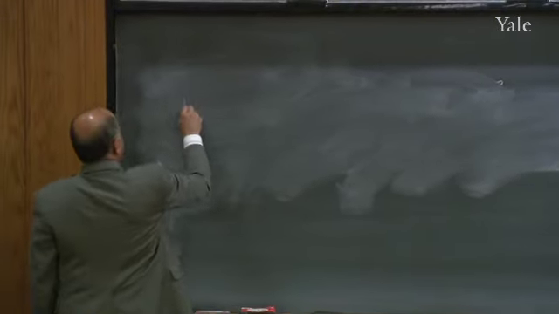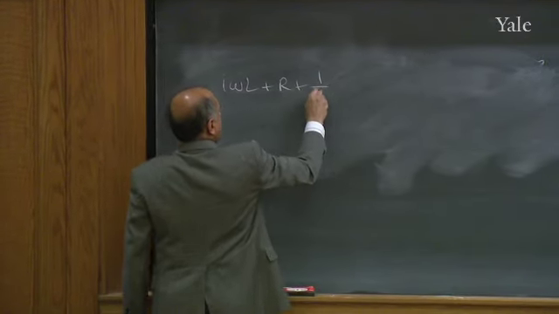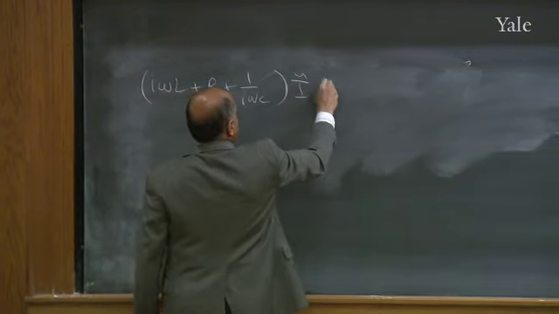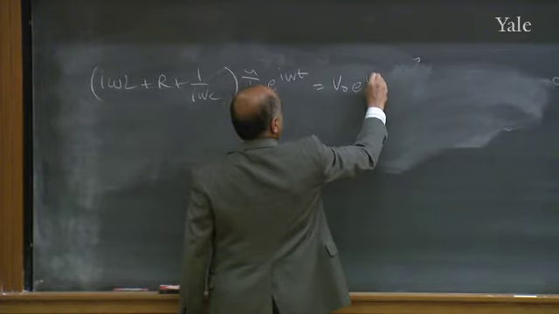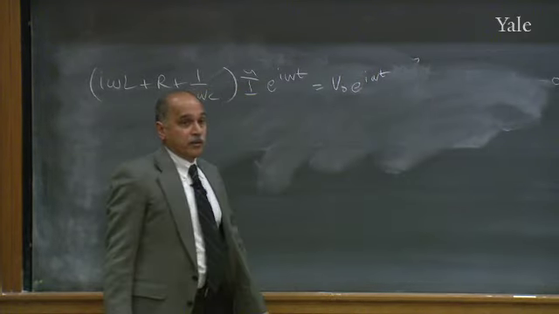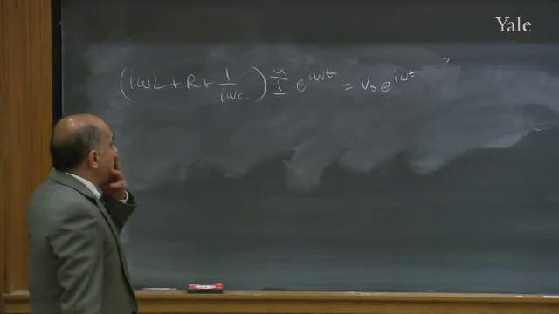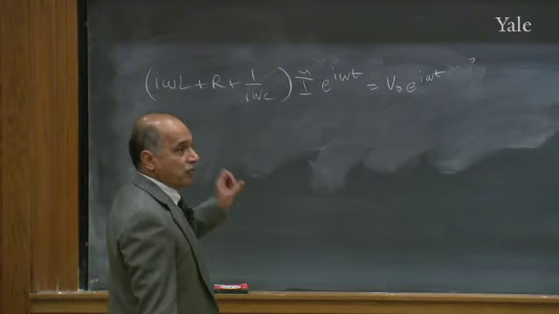So I wrote (iωL + R + 1/(iωC)) Ĩ e^(iωt) = V0 e^(iωt). Everybody get that? That's because differentiating an exponential is just multiplying by the exponent.